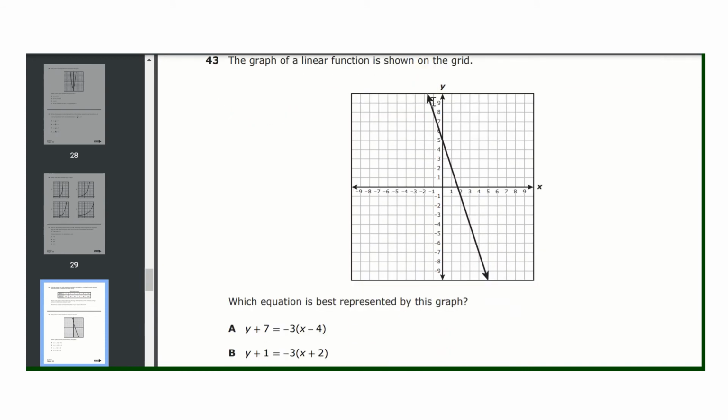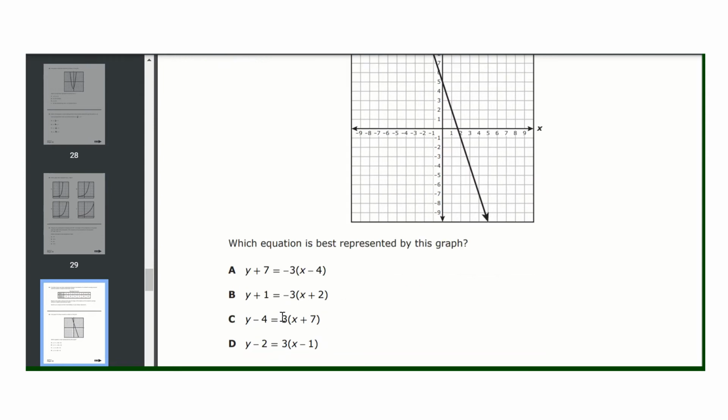43. The graph of a linear function is shown on the grid. Which equation is best represented by this graph? A, y plus 7 equals negative 3 times x minus 4. B, y plus 1 equals negative 3 times x plus 2. C, y minus 4 equals 3 times x plus 7. Or D, y minus 2 is 3 times x minus 1.